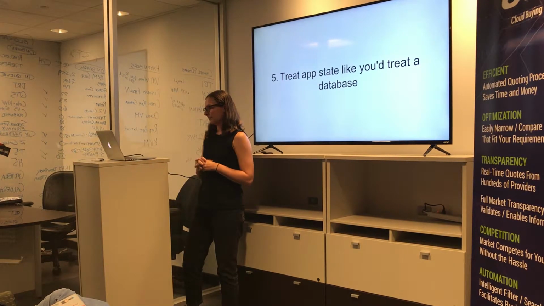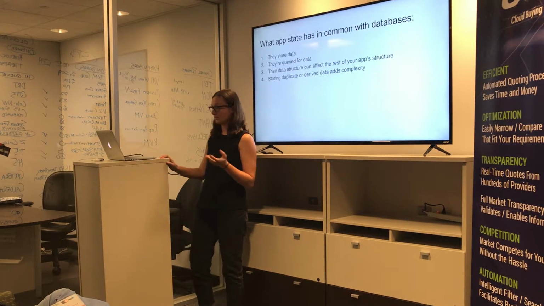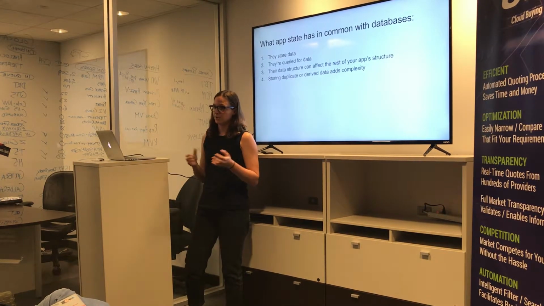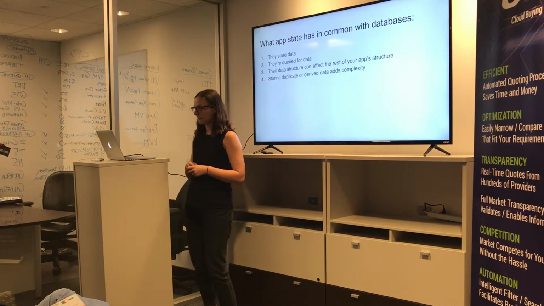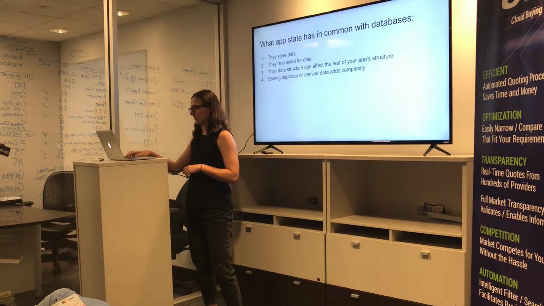So app state isn't a database, but it has a lot of the same concerns. They store data, they're queried for data, and their data structure can affect the rest of your app structure. If you're working, let's say, in a Ruby project, your models and tables really can affect how the rest of the app is done, and it's the same with app state. And again, storing duplicate or derived data can add a lot of complexity.